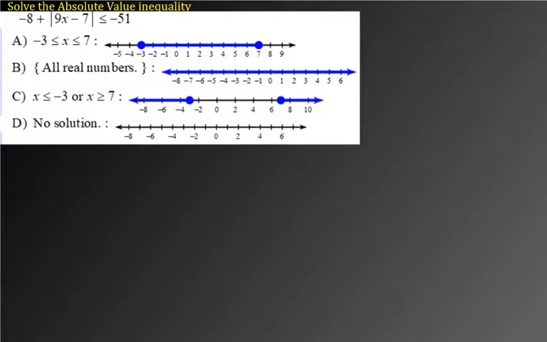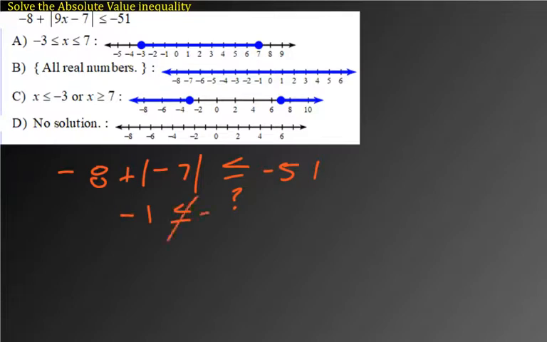So an easy thing to test is 0, right? If you test 0 here, you're going to get -8 plus the absolute value of -7. And the question is, is that less than or equal to -51? This thing on the left is going to be just -1, and that is not less than -51. So we plugged in 0, and it didn't work, which means I can eliminate that answer, and I can eliminate that answer, right?